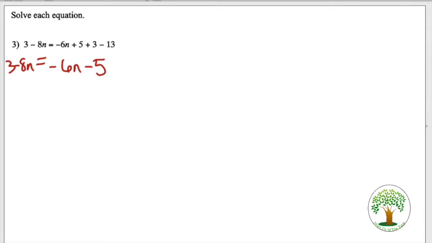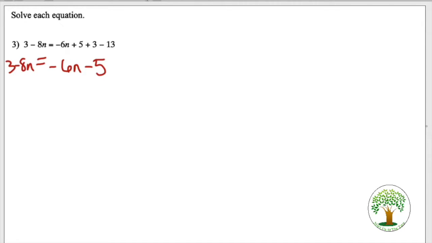All right, now you have some choices to make here. You can make all your letters be on one side or the other. You can make all your numbers. And this time you have some choices. Once you make the first choice, you're pretty much locked into what you have to do after that. So you guys can choose to move your 5, your 3 over, or your 8N or your 6N.